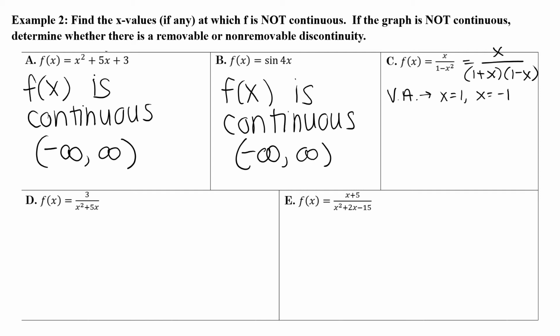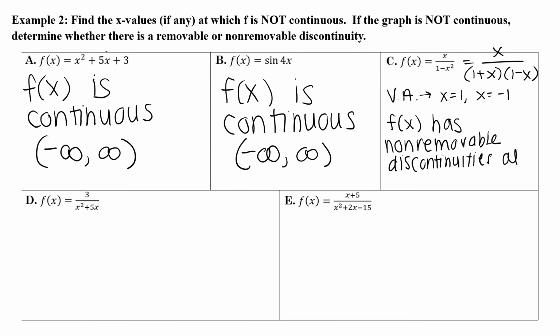So I know that my function f of x has discontinuities at both of those values, and remember, vertical asymptotes are non-removable. So f of x has non-removable discontinuities at both x equals 1 and x equals negative 1.